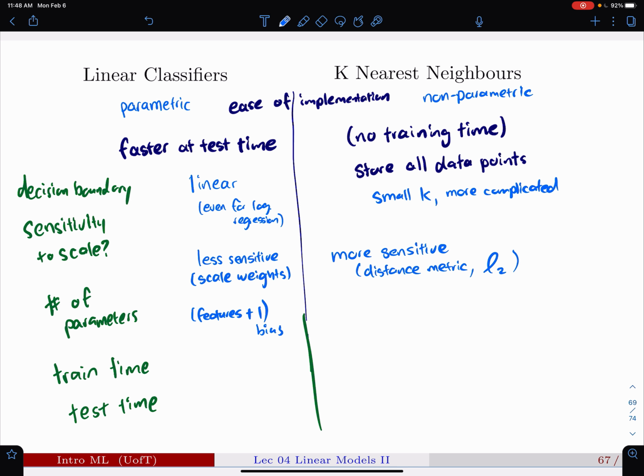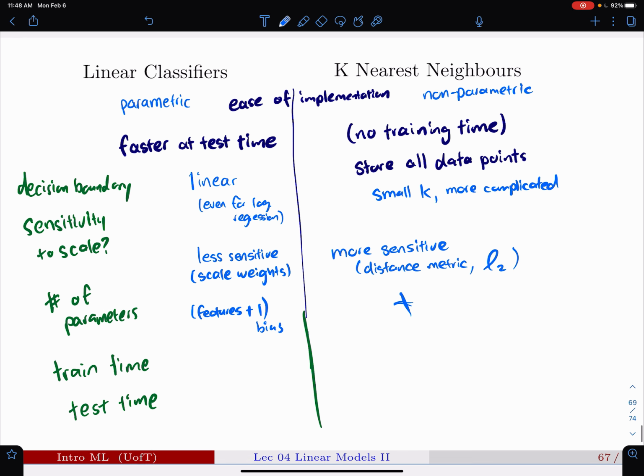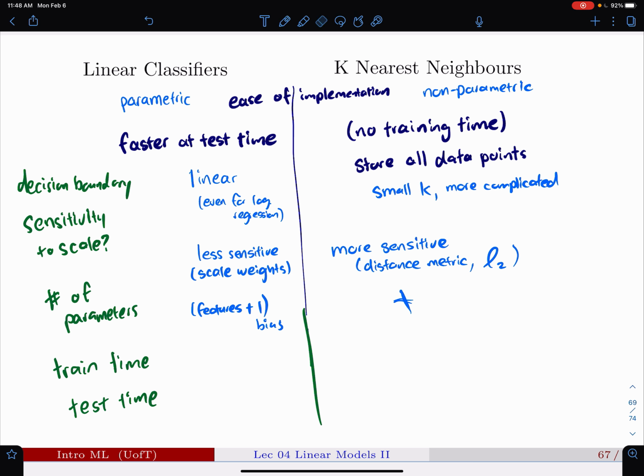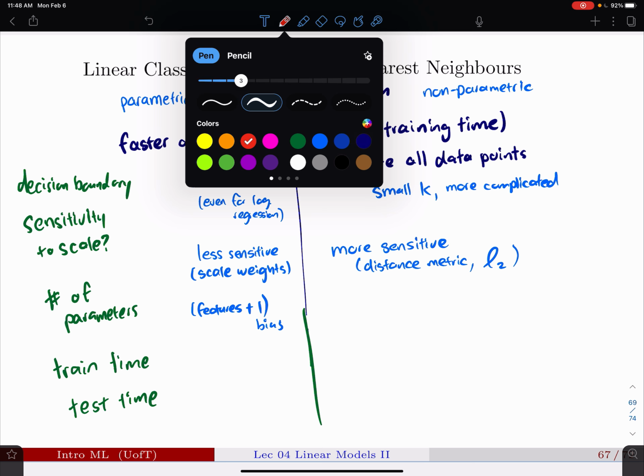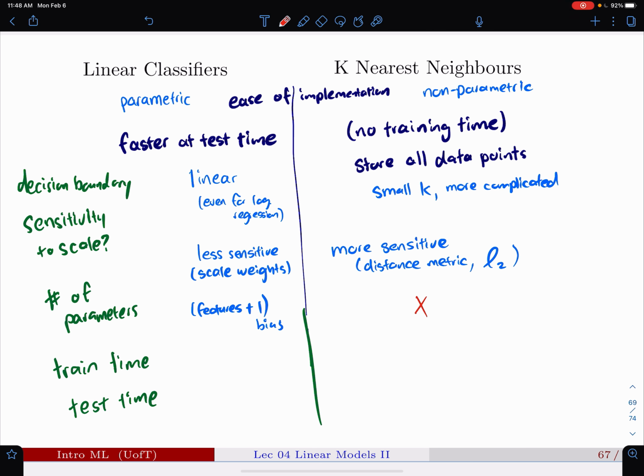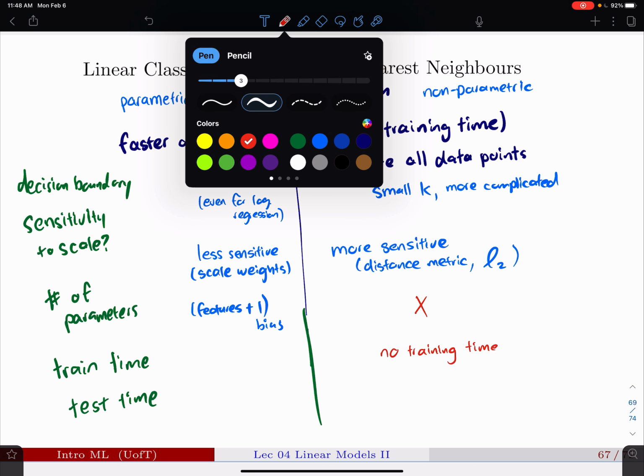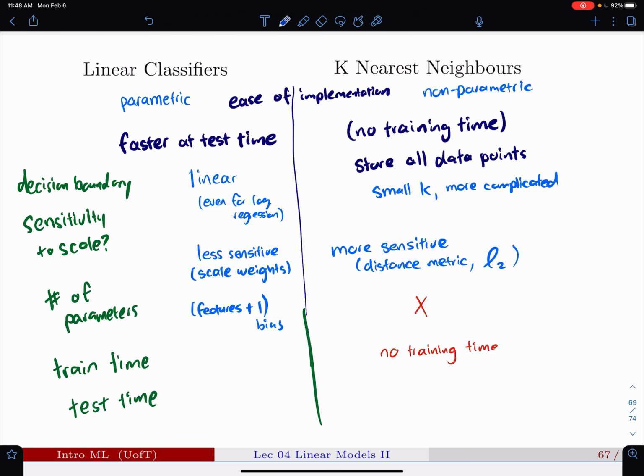Whereas k-nearest neighbors has no parameters at all. So that means there's also no training time. Whereas there is training time for logistic regression, we have to do gradient descent.